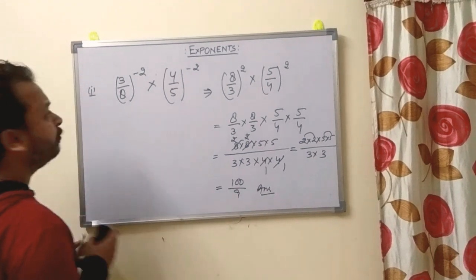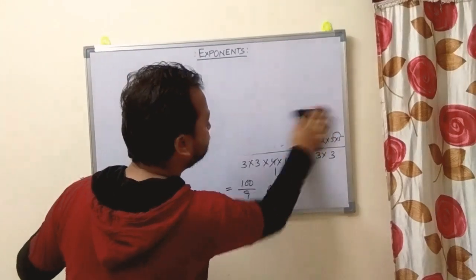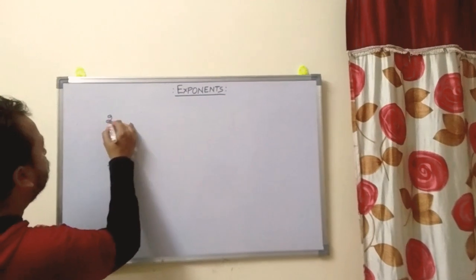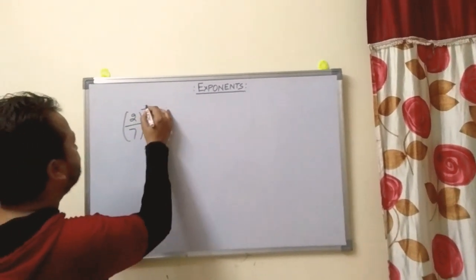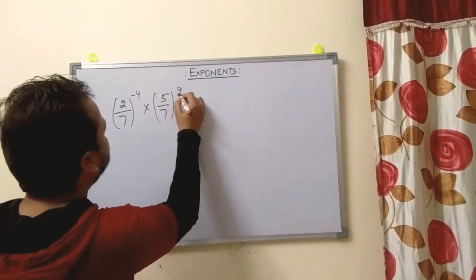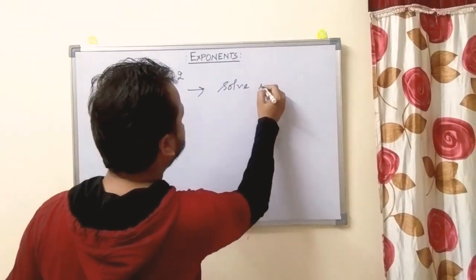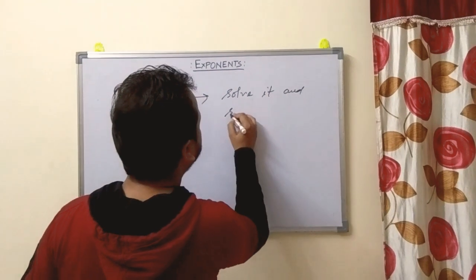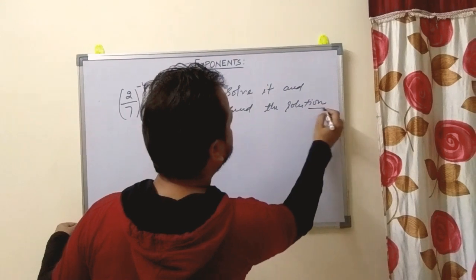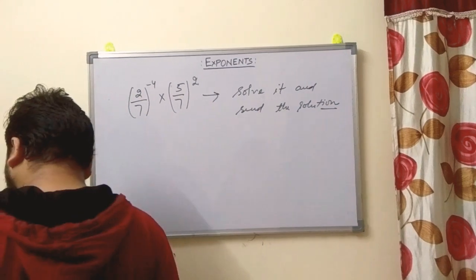So I am going to give one question which you have to solve and send the solution. Question is 2 by 7 power minus 4 multiplied by 5 by 7 power 2. This you have to solve and send the solution. Come to next type of question.